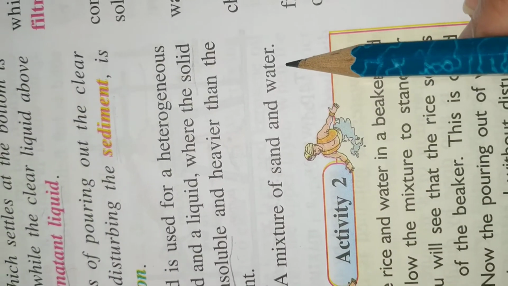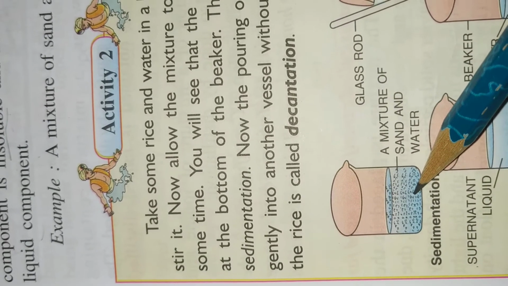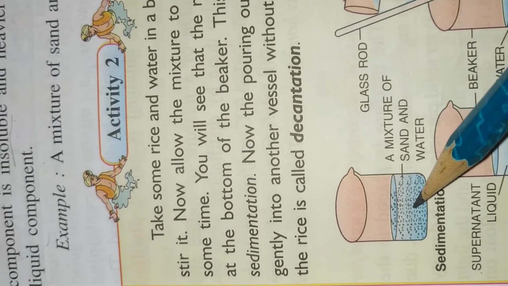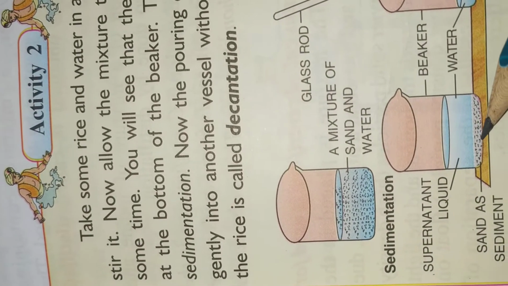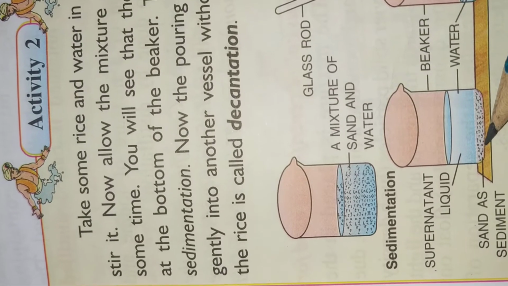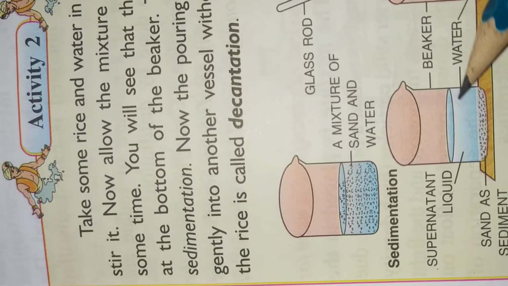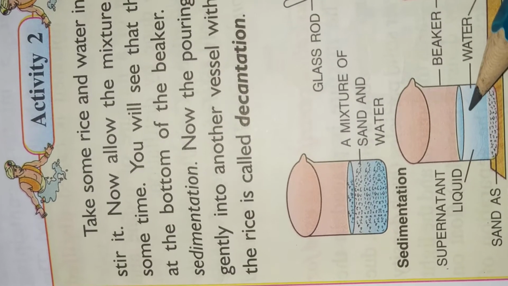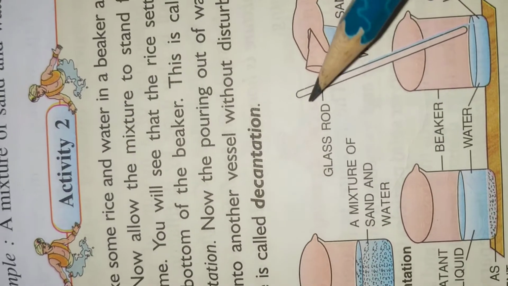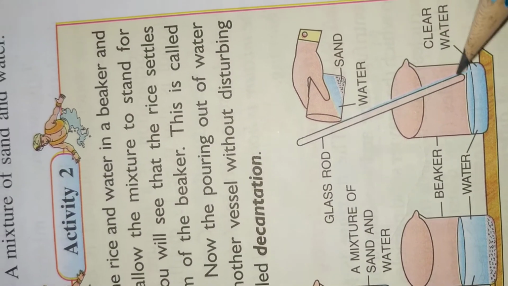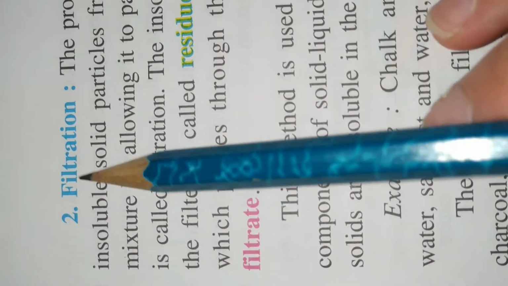like the example of sand and water. Okay, now see here, this is a mixture of sand and water. Now if you keep it undisturbed for some time, you will see the sand particles settle down. These sand particles are known as sediments, and this liquid which you can see clearly at the top is known as supernatant liquid. Now when you pour out the clear liquid without disturbing, this process is known as decantation. Now the second method is filtration.